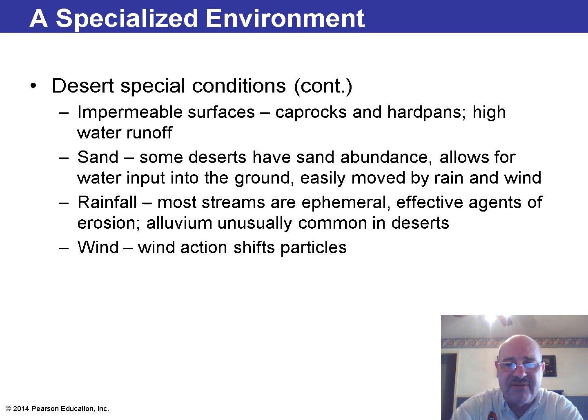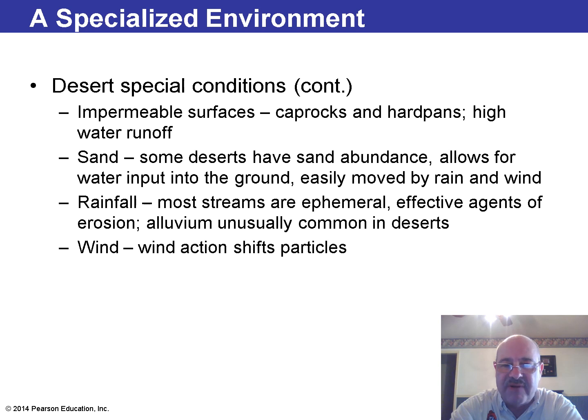Sand. Some deserts have sand abundance, which allows for water input into the ground, and it's easily moved by rain or wind. So again, we do have the Mojave Desert. There's the Sahara. But most deserts, again, don't have a lot of sand. It just depends on where you're at. It depends on those coastal winds. Are they blowing the sand in, or is it just hard rock because the wind's going the wrong direction, okay?